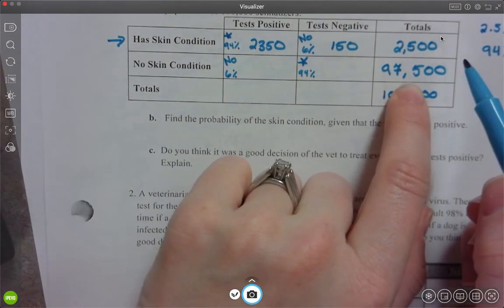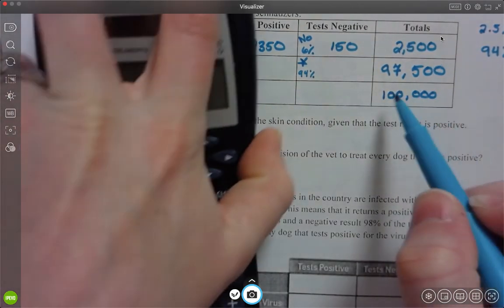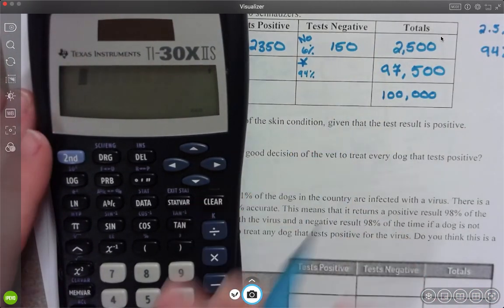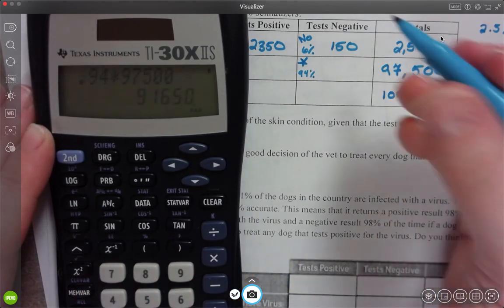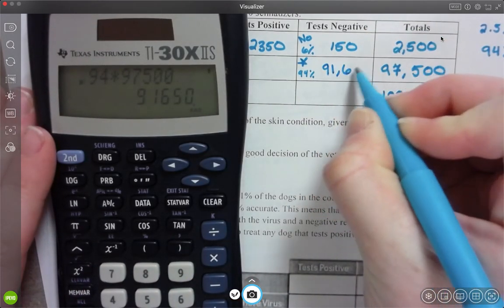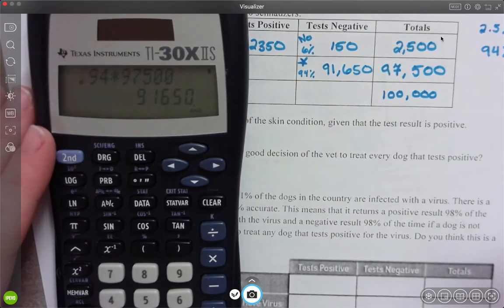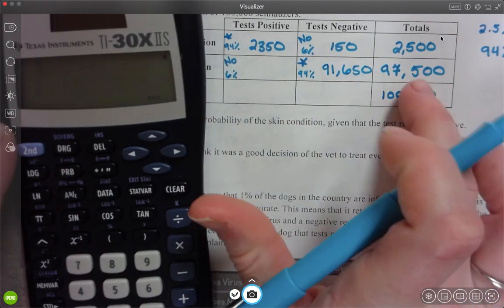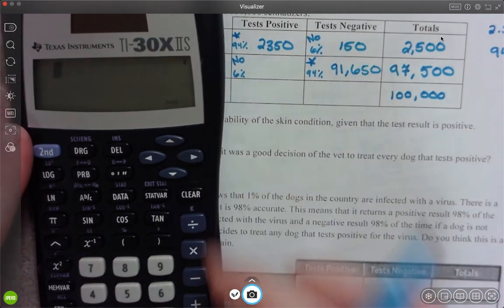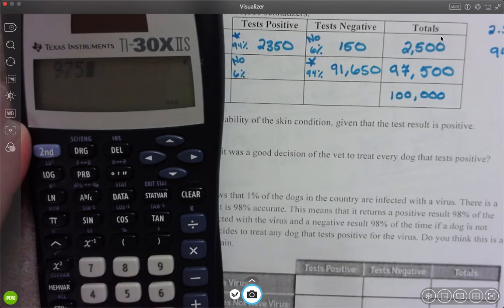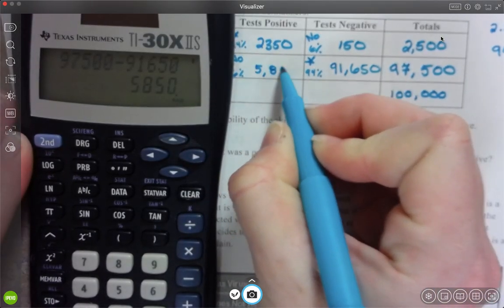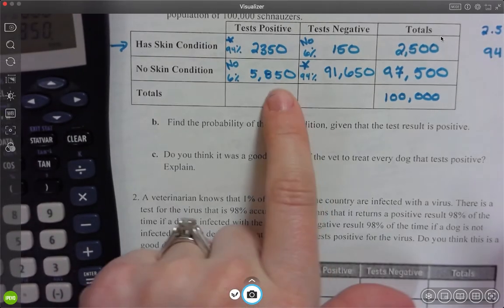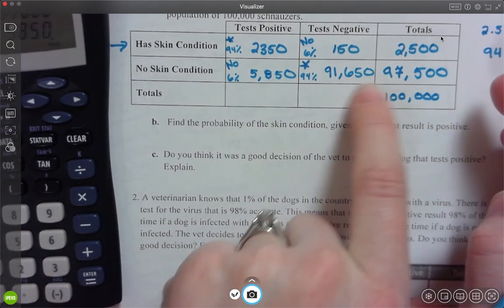So hopefully this table is kind of making a little bit of sense, right? Now, of these 97,500 that don't have the skin condition, 94% of them are going to test negative, like they should. So 0.94 times 97,500, and that is 91,650. This time I'm just going to subtract. I could take this 97,500 times that 6%, but I'm going to subtract this time. So 97,500 minus the 91,650, this should be 5,850.